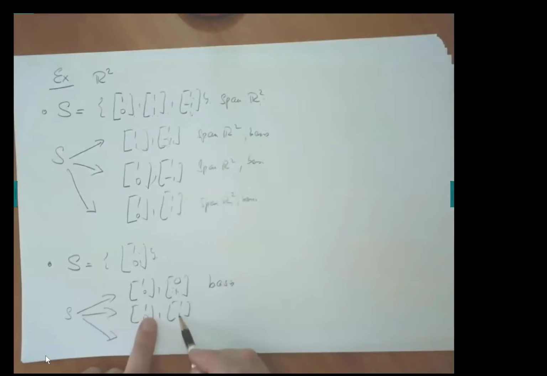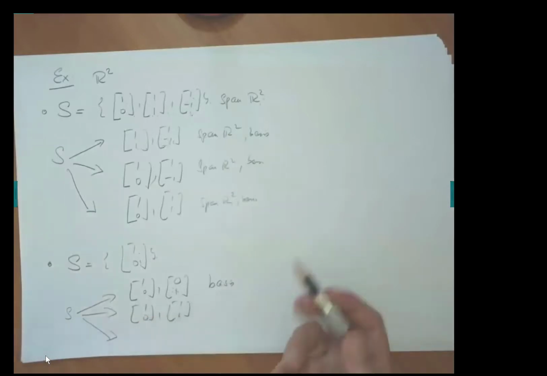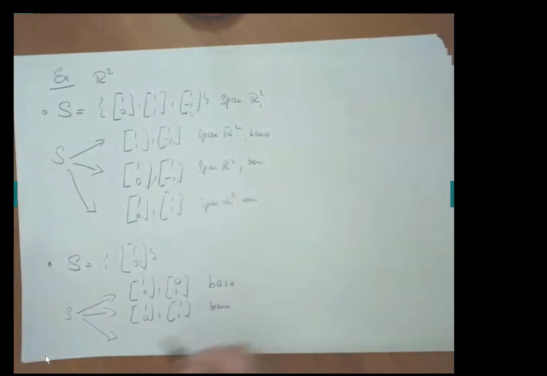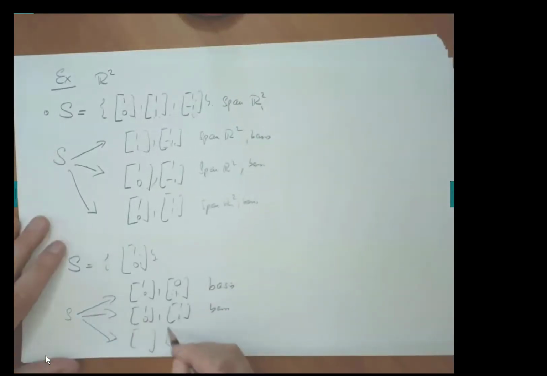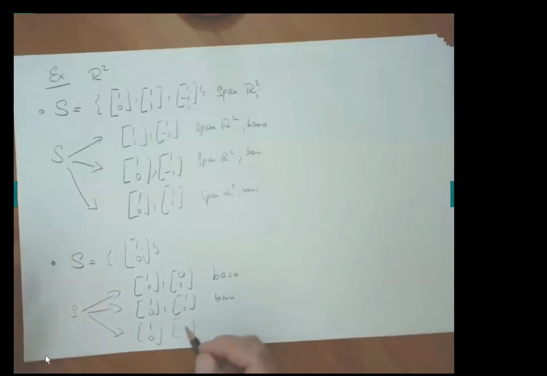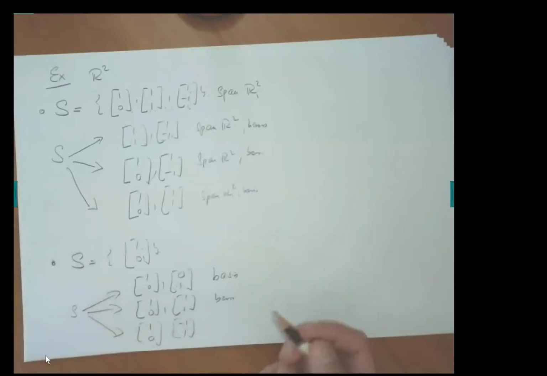Again, these are linearly independent. The determinant is 1, so that's a basis, always, of R2. Or, as I said, there are many, many other choices. For example, (1, 0) and, for example, (-1, 1). Again, the determinant is 1, 1 minus 0.